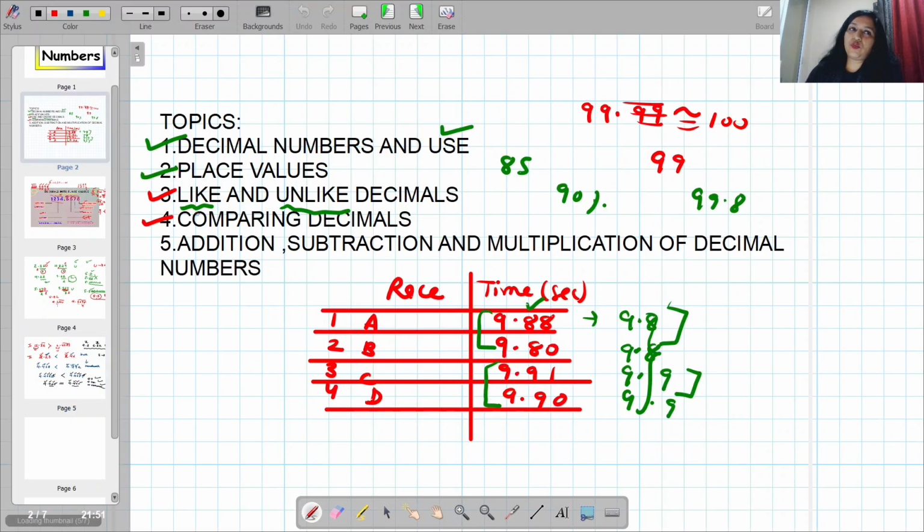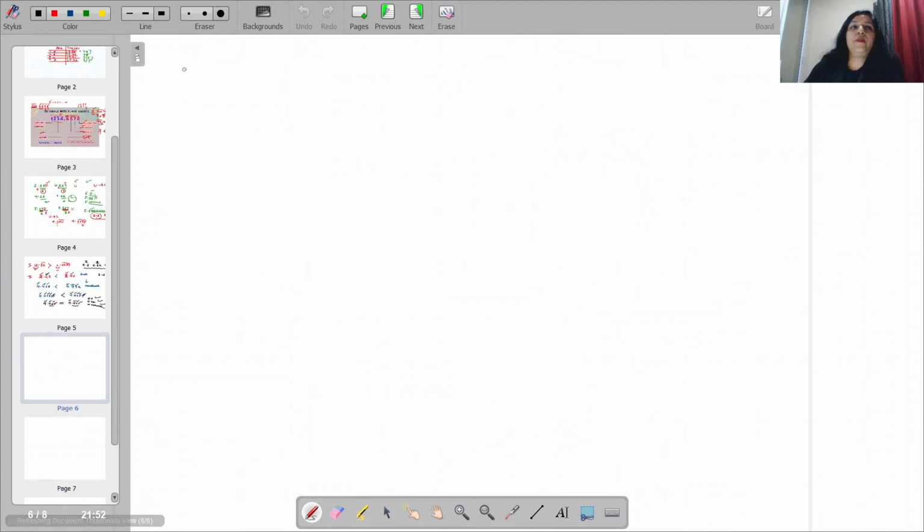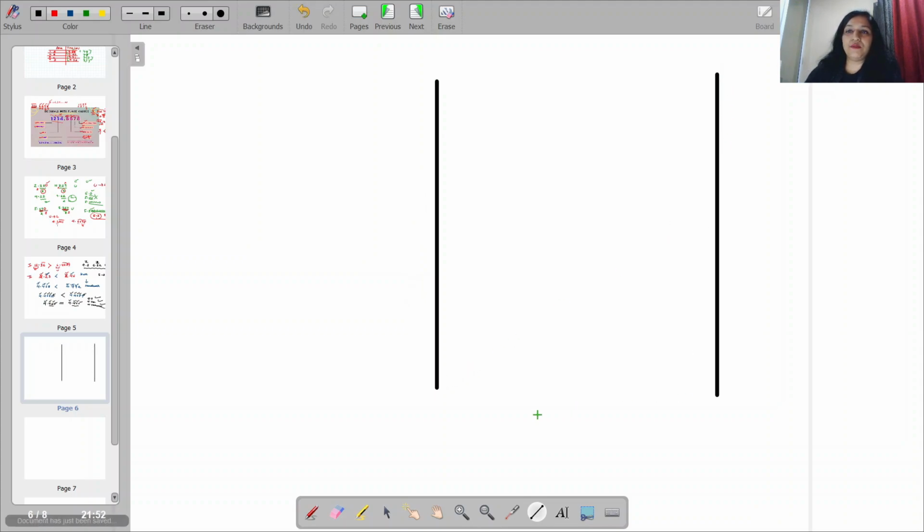Moving on to the next topic now, addition, subtraction, and multiplication of decimal numbers. All right. Now you'll understand why we have learned how to convert this unlike to like decimal. Basic addition, I'm taking for granted you all know undoubtedly. So we'll just see the rule, basic rule. How do we first convert, and then add or subtract the numbers?